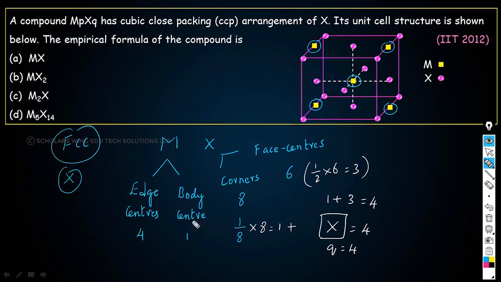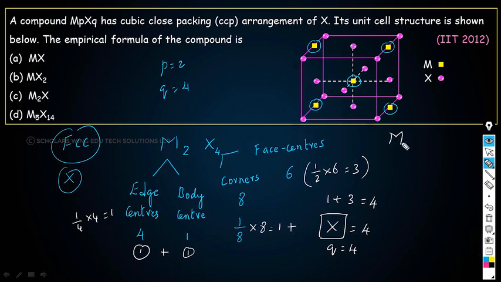Now M: edge centers 4, body center 1. The contribution made by the body centered atom is 1. 1 ones are 1, therefore it's 1 only. Plus the contribution made by edge center, just try to recall, it's 1 by 4. So 1 by 4 into 4 will be 1 again. Clear? 1 plus 1 is 2. That means P we got 2 and Q we got 4. So what is MPXQ now? Here we can write MP, that is 2, and XQ, this is 4.